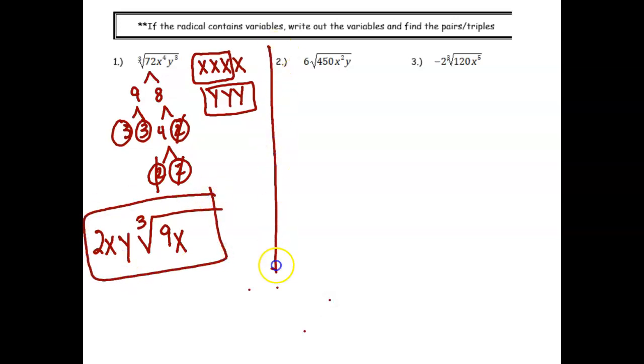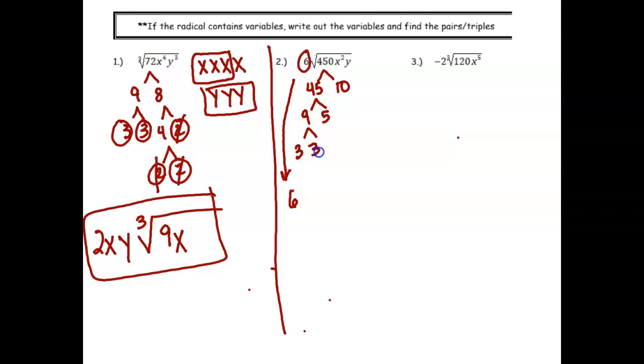Okay, so again, number 2, we have a coefficient. We're not going to forget about that. We're going to pull it down. Okay, 450, we're going to do maybe 45 and 10, 9 and 5, 3 and 3. Let me circle my primes. For 10, I've got 5 and 2.